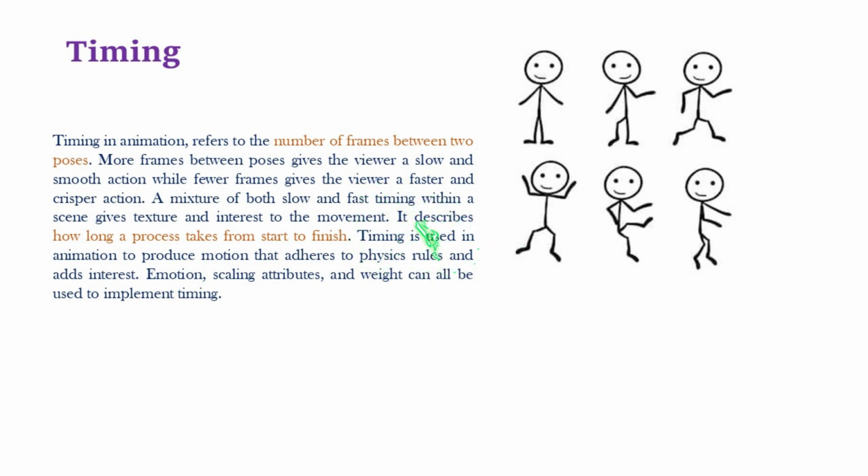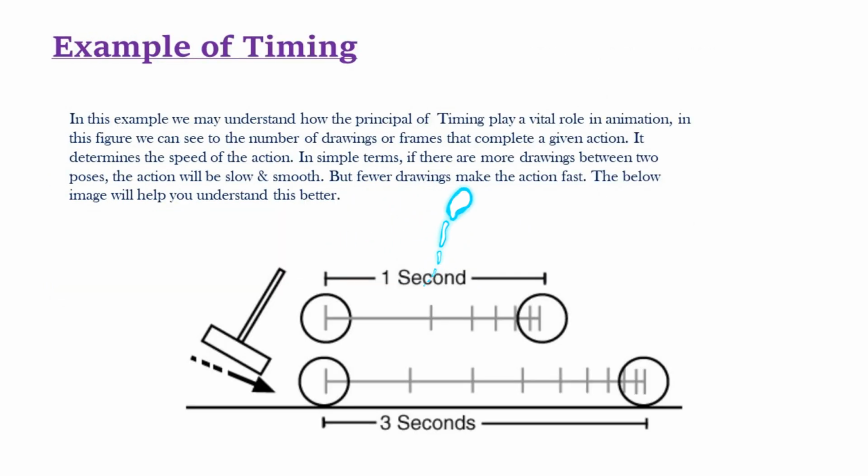Timing is used in animation to produce motion that adheres to physics rules and adds interest. Emotion, scaling attributes, and weight can all be used to implement timing. In this example, we may understand how the principle of timing plays a vital role in animation. In this figure, we can see the number of drawings or frames that complete a given action. It determines the speed of the action.